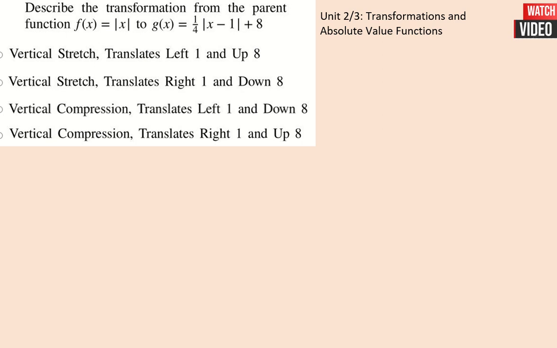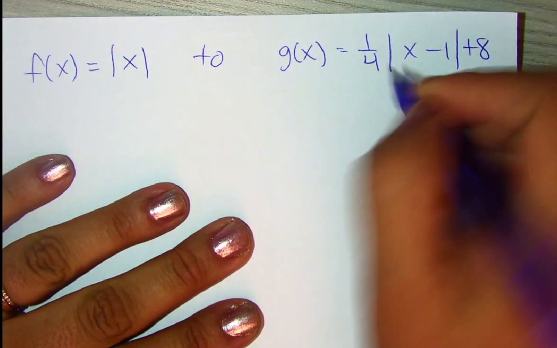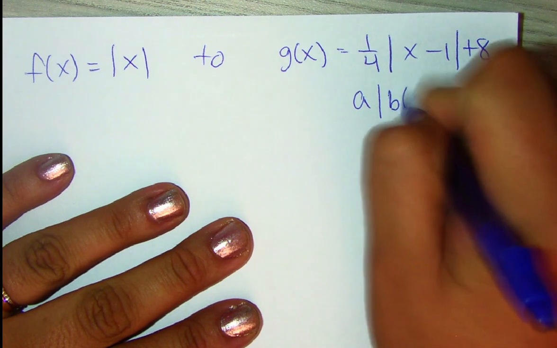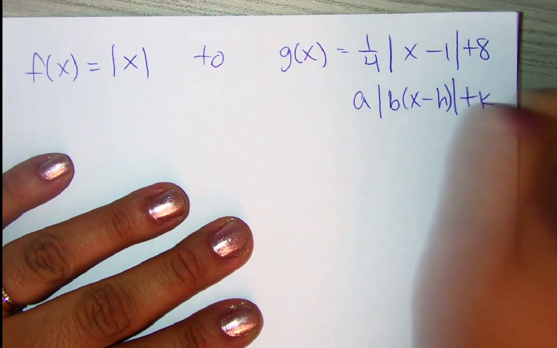In this video, we're going to describe another parent function. Here, you're given the absolute value parent function, and you're being asked to graph the transformation and describe how it just changes. So let's go back to the template we had talked about in the previous video. You're going to have a and then a b x minus h plus k.